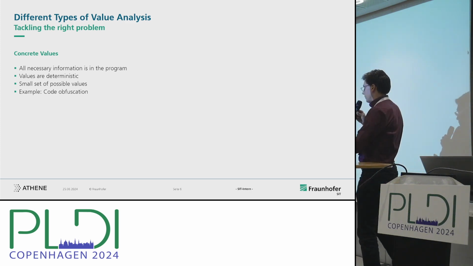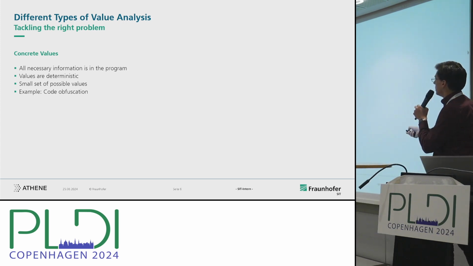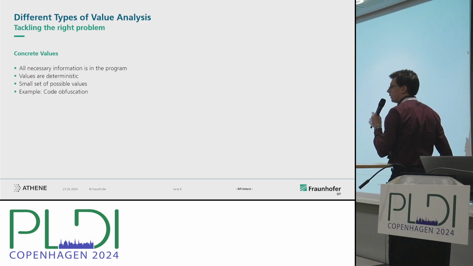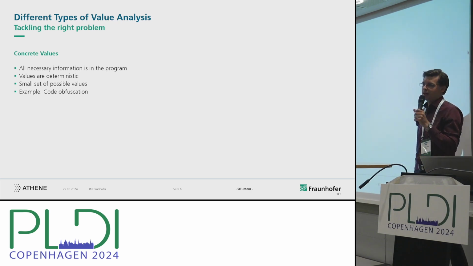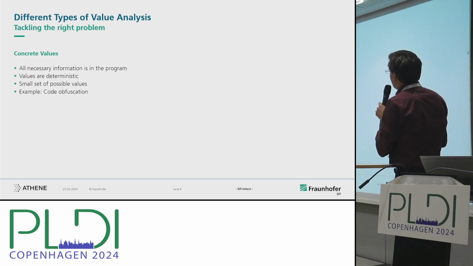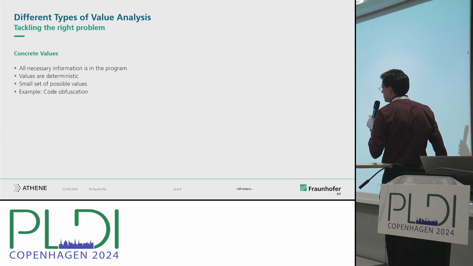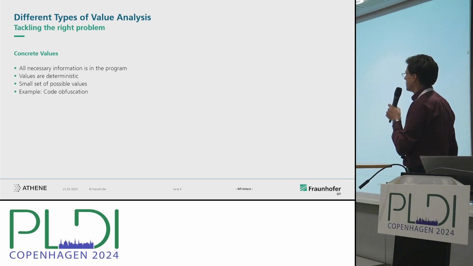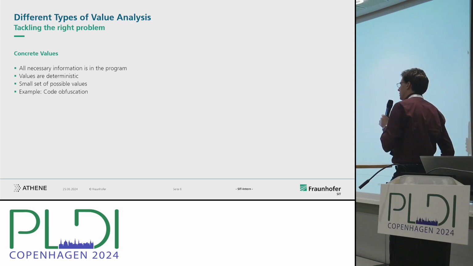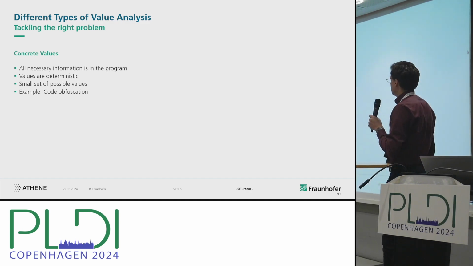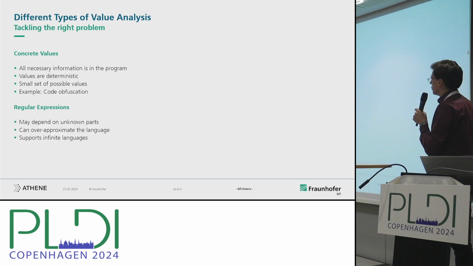Concrete values. To get these, all of the necessary information must be in the program. The values must be deterministic, so if there is a random number generator, then I cannot give you a value. I can only give you a formulation that says this part I don't know. There should be a small set of possible values, because if I want to enumerate all of them and there are billions, I might be spending a bit longer than I expect. A good example of this is obfuscated code, because there was an original value, people just don't want me to know it, so I can reconstruct it and get the original value back.